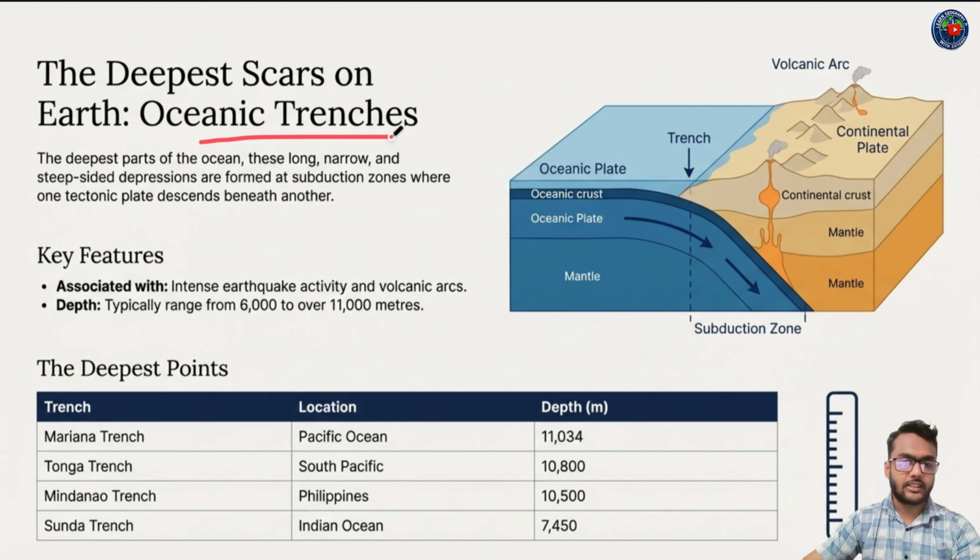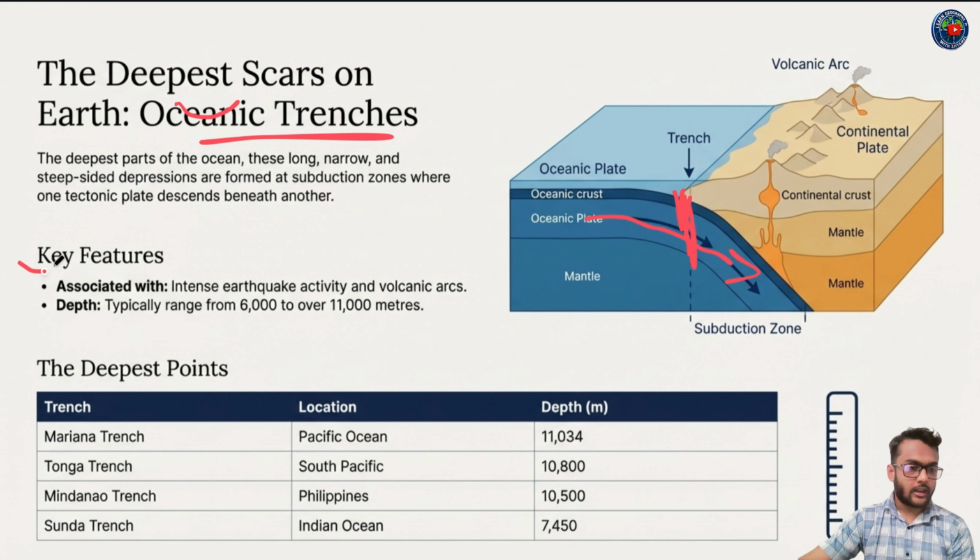Then oceanic trenches, the deepest parts of the ocean. These long, narrow, and steep-sided depressions are formed at subduction zones where one tectonic plate descends beneath another. Like here, this is the subduction zone, and in this line, oceanic trenches are created.